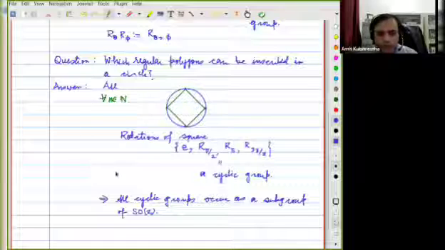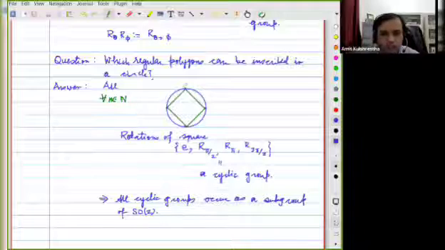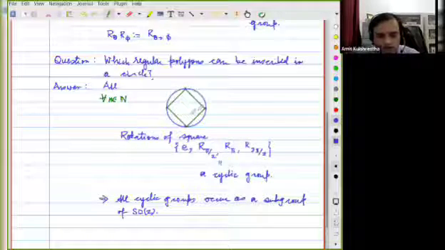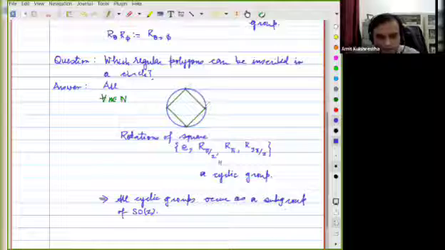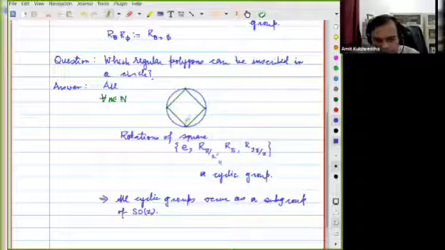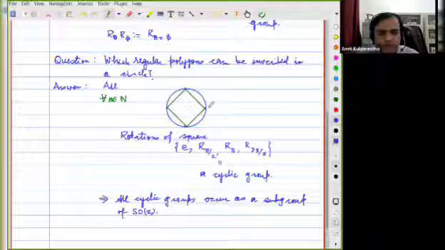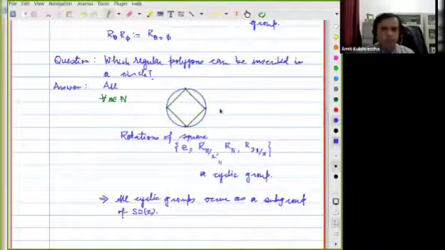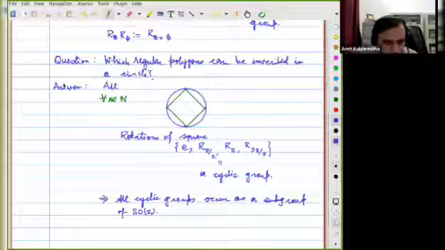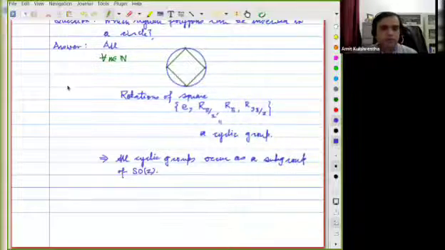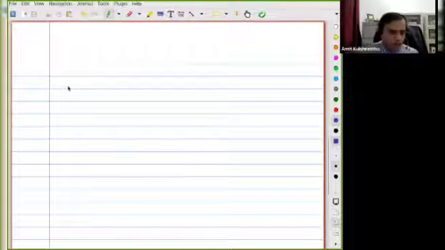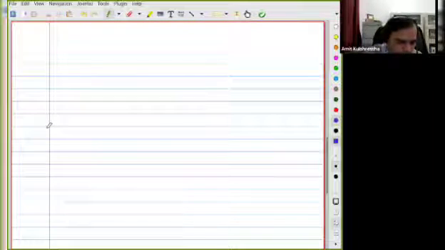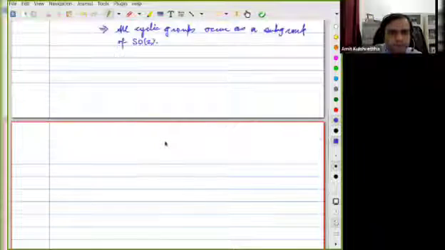All cyclic groups are subgroups of SO2 because we have found a configuration of points on the periphery of the circle, equally distributed along the arc, and that's all. That is good enough for constructing a cyclic group of order n. And now I want to ask the same question for 3 dimensions. Okay, so everyone is with me so far.